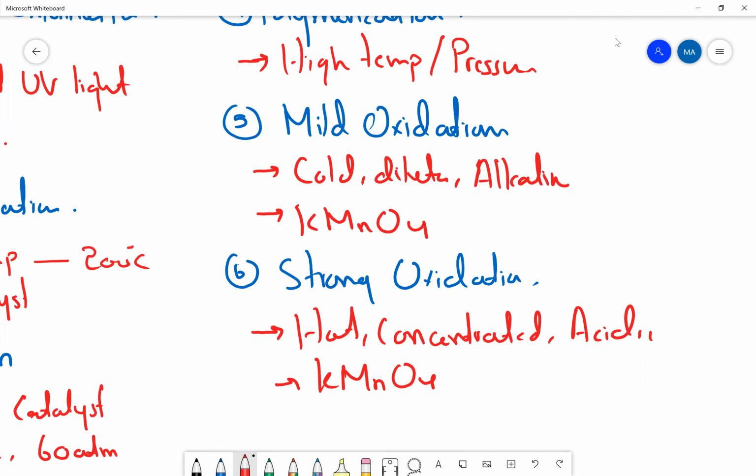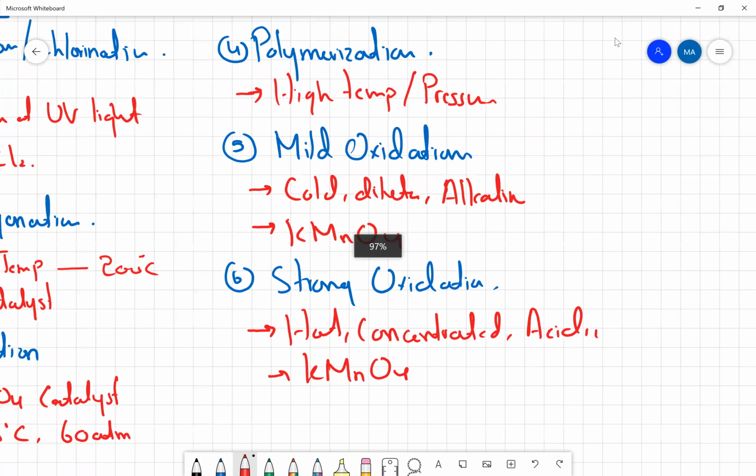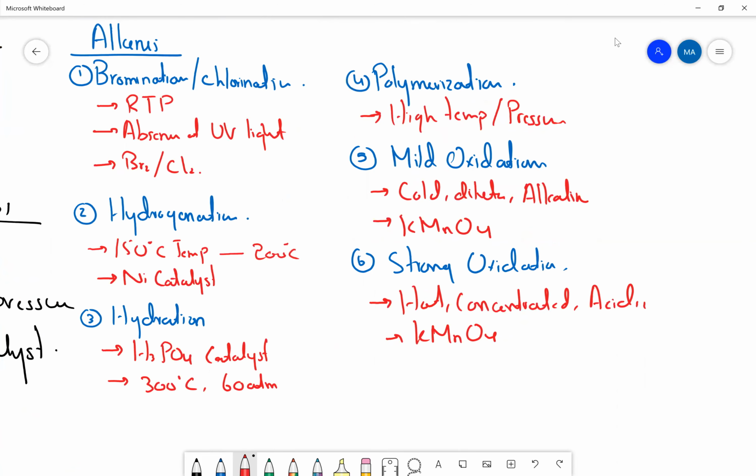This way you're also revising the topic side by side, all the reactions for alkenes, the conditions, and you just have to know the products now. So I think that is it from alkenes. Is there anything left? I don't think so. Yeah, we're done. So let's move on to halogenoalkanes.